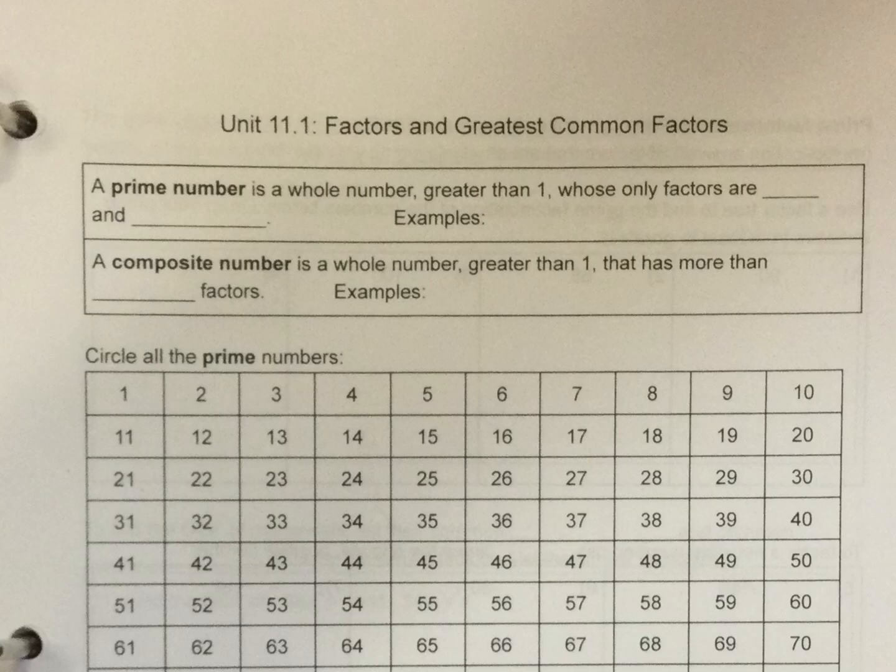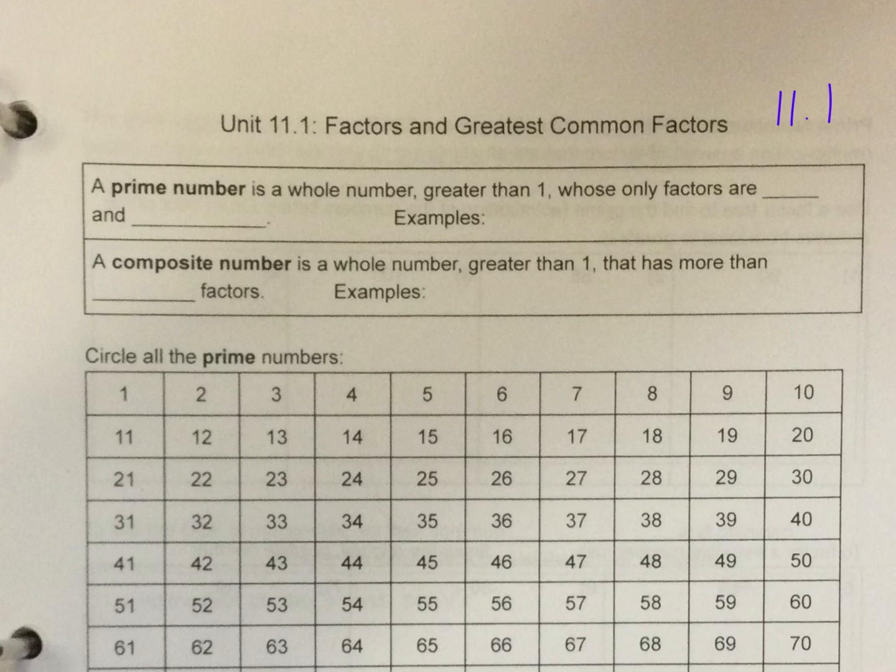All right, we are starting a new unit and we are going to talk about factors and greatest common factors. So this is page 11.1. The substitute should have handed you that packet. Right now, we're just going to talk about what we multiply together to get numbers.